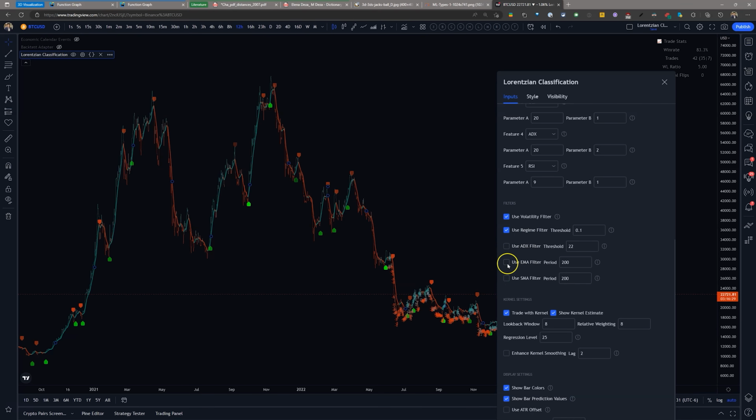And these two are always nice to have. This is for ensuring that you're going with the trend. So this default is, I guess, for 200, but you can adjust that as you see fit.